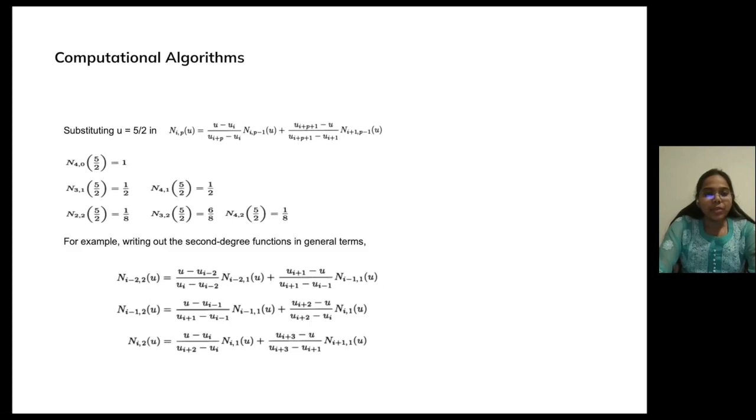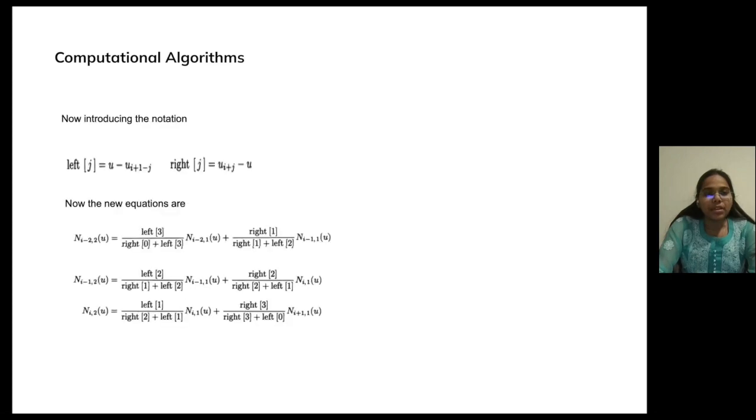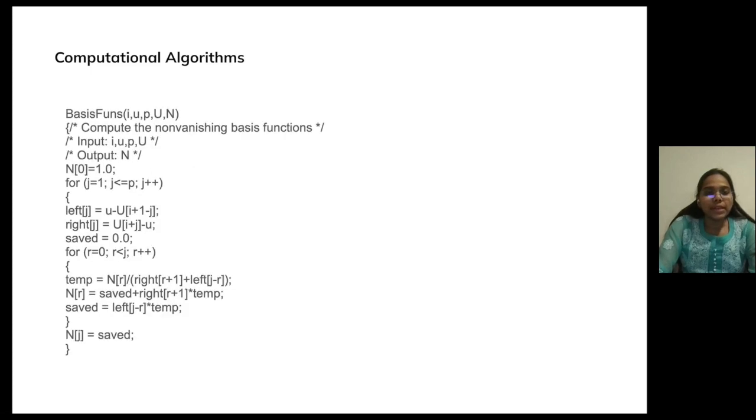And here is an example where we are writing out the second degree functions in general terms. Introducing the left[j] and right[j] notations, and by substituting the values, here are the new equations, represented as below. Say BasisFuns: this will compute the non-vanishing basis functions with input being i, u of polynomial degree p, and the output being N. This is an array, N[j], which will be saved and returned.